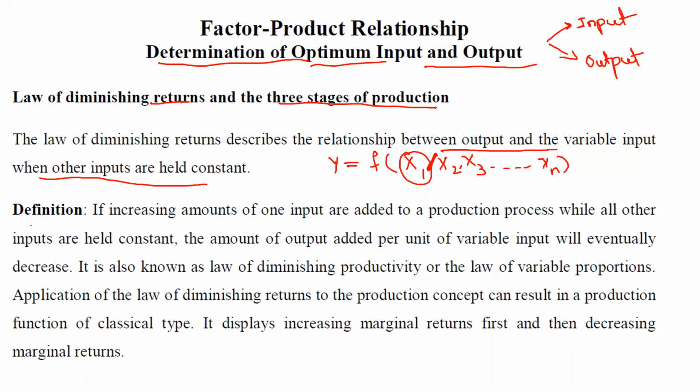Now let us see the statement of the law of diminishing returns. If increasing amounts of one input are added to a production process while all other inputs are held constant, the amount of output added per unit of variable input will eventually decrease.